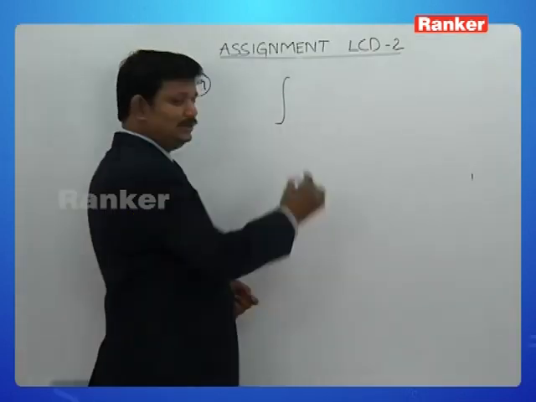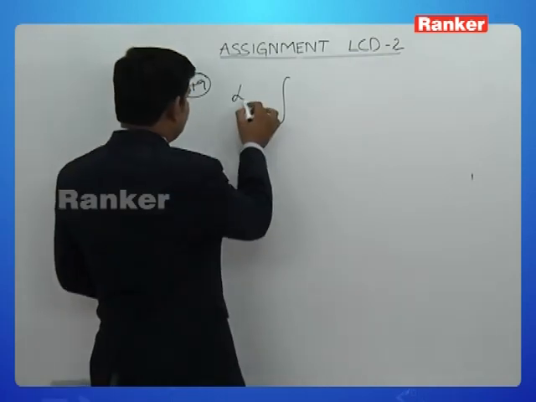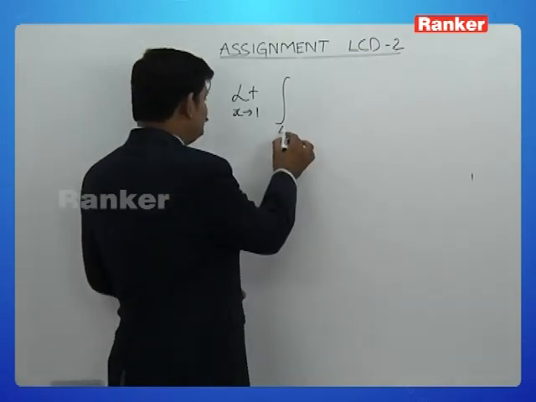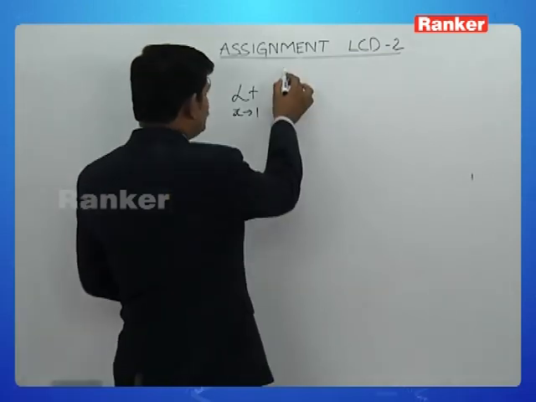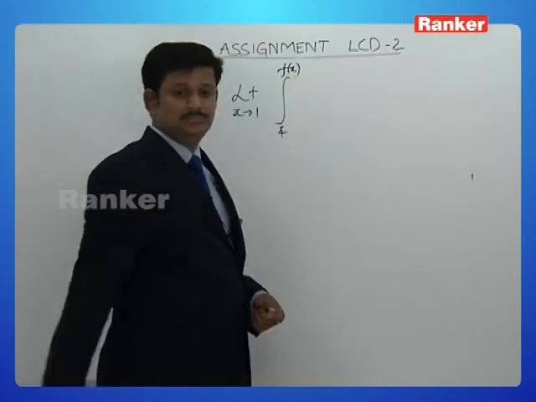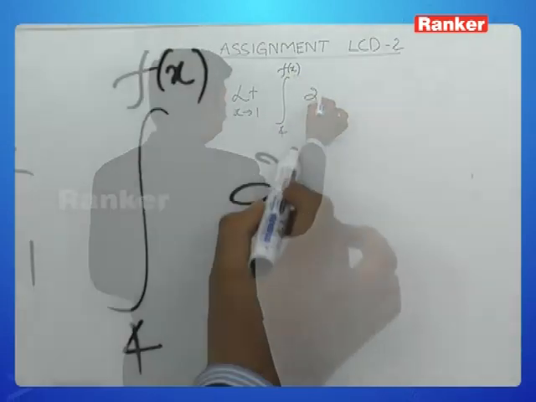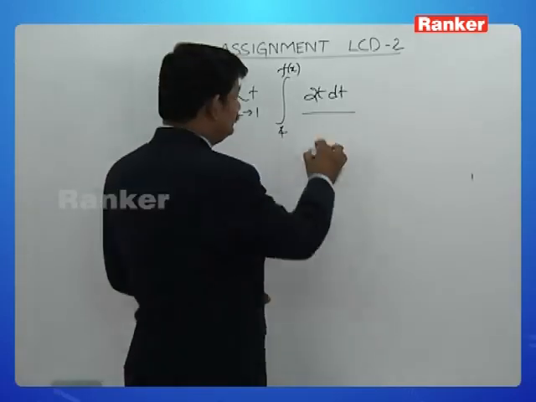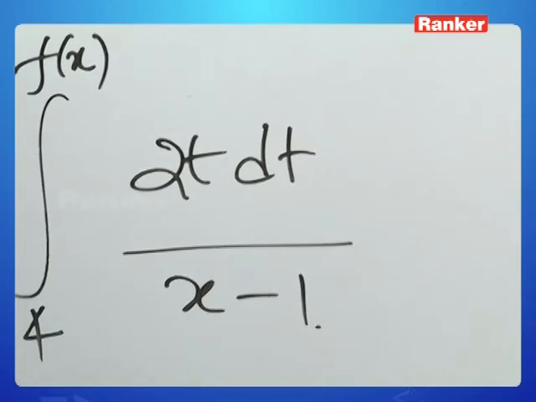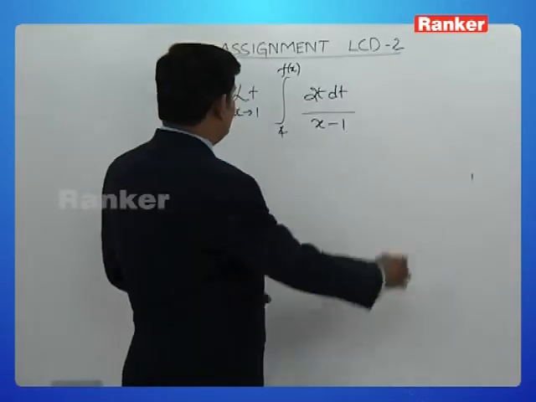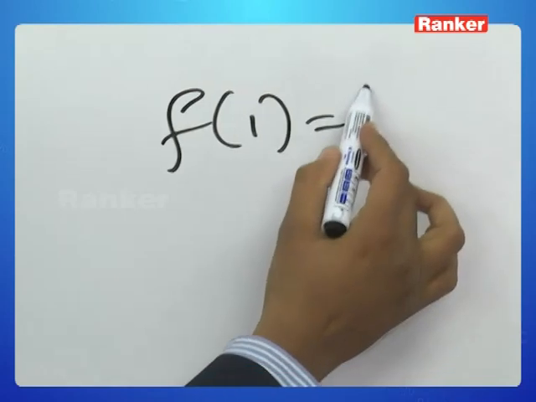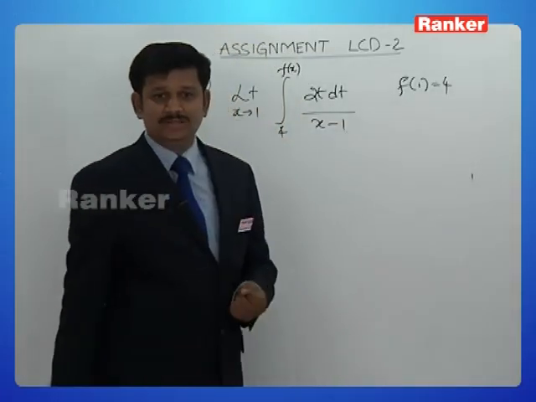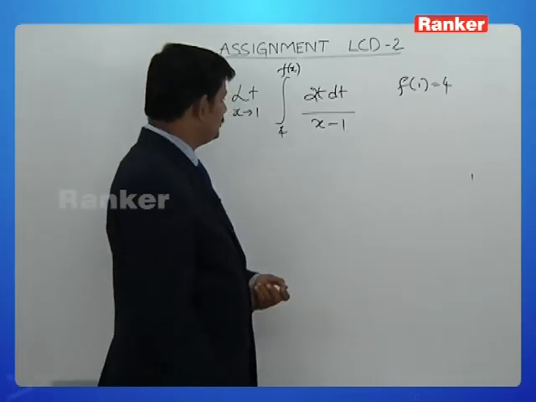We need to evaluate the limit as x tends to 1 of the integral from 4 to f of x of 2t dt, divided by x minus 1, and it is given that f of 1 is 4, and it is also given that f is a differentiable function.